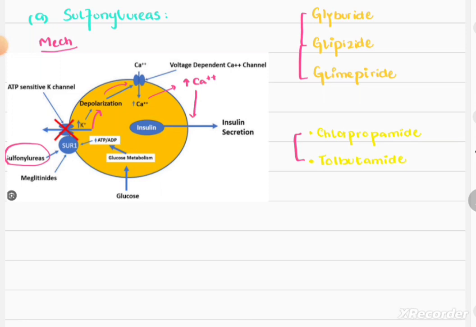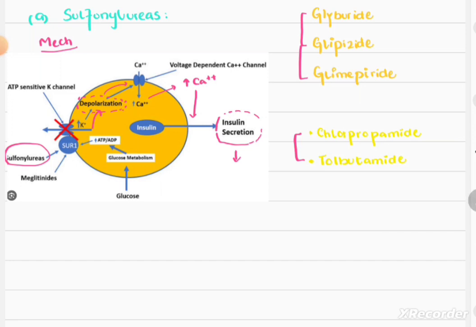So this is how they have their effect: they bind to the pancreatic beta cell and lead to membrane depolarization. And after the depolarization, the concentration of calcium goes up, which causes an increase in the insulin secretion. So this is how they act as an antidiabetic drug. The most commonly used among these are glyburide, glipizide, and glimepiride. And now the doses of these drugs.